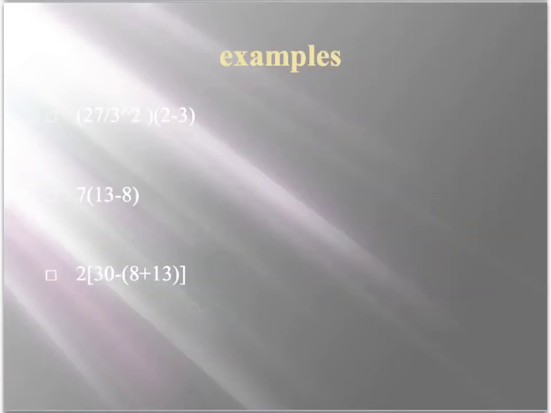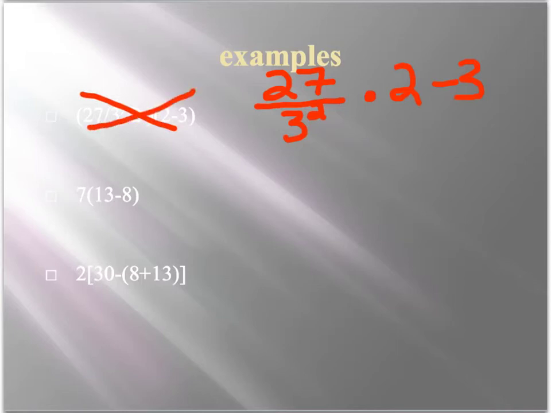Okay, so PowerPoint doesn't do the cool little exponent thing, so I'm going to rewrite this how you would normally see it. It would be 27 over 3 squared times 2 minus 3. So actually, if I look at this, that was just bad. Let's cross that right out.